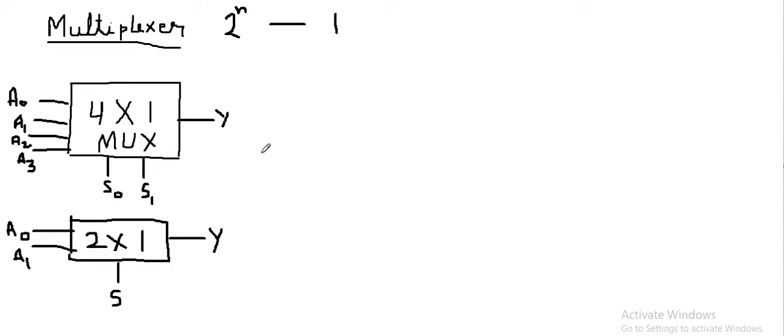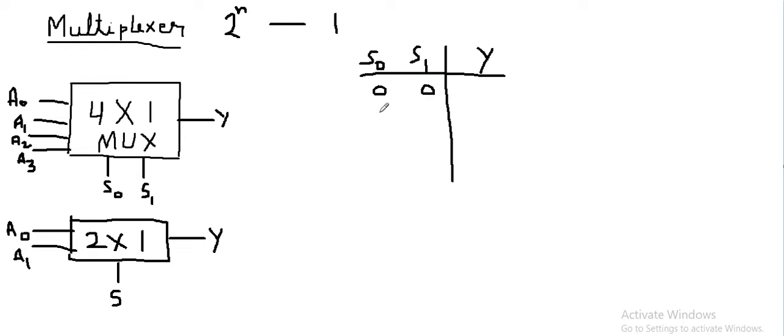First let's write the truth table for the 4x1 multiplexer, which is very easy. It has 4 inputs and 1 output. Here the inputs are S0 and S1, and the output is this Y. In that case, we have 4 combinations of 0 and 1, which are 0 0, 0 1, 1 0, and 1 1.